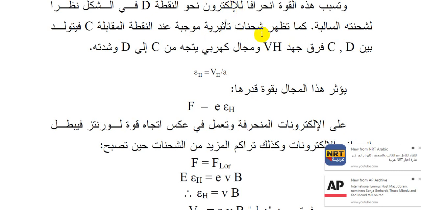A positively charged region will appear at the adjacent point C. So a potential difference of VH will be generated between C and D, and the electrical field will also be directed from C to D with intensity epsilon H equal to VH by A.